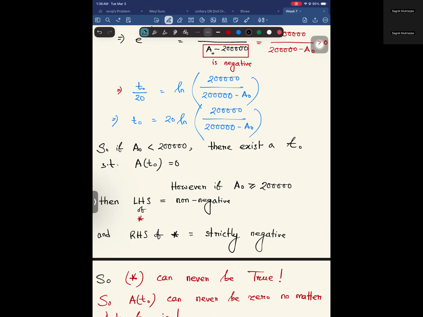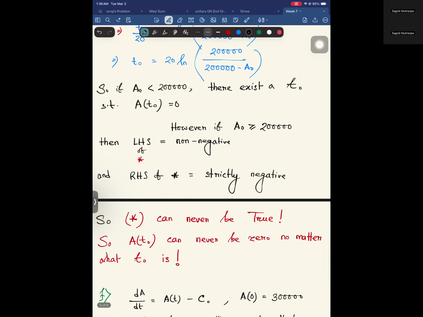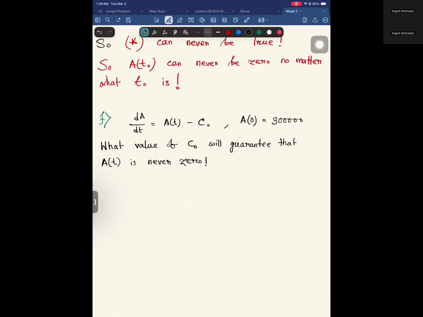Sounds good? Now the question is this. Suppose that my initial deposit is fixed at $300,000. How much should I withdraw every year so that my bank balance never becomes 0? Last time it was $10,000 every year. Now my initial deposit is higher, so naturally you should guess that your annual withdrawal can be slightly higher than $10,000. But that's your question: what this C0 should be, so that you can guarantee that A of t is never 0. So I leave that to you.